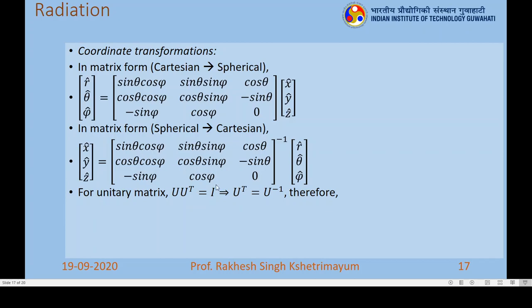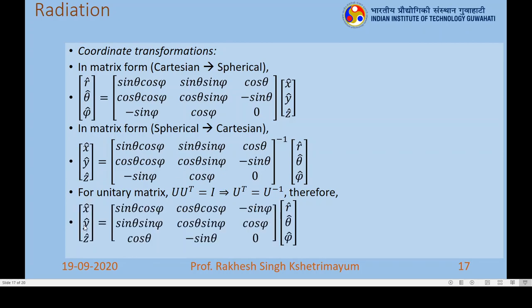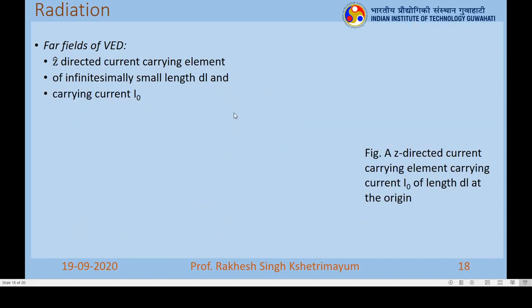We'll use it here. For any unitary matrix, when you multiply U with U transpose, it becomes identity matrix. So that means U transpose will become U inverse. So we don't need to find the inverse of this coordinate transformation matrix. We just take the transpose of it. Then we get the relation between the x hat, y hat, z hat with r hat, theta hat and phi hat. So from here I can find the coordinate transformation from the spherical to the Cartesian. So we have done the preparation for the coordinate transformation to find the far fields of a vertical electric dipole.